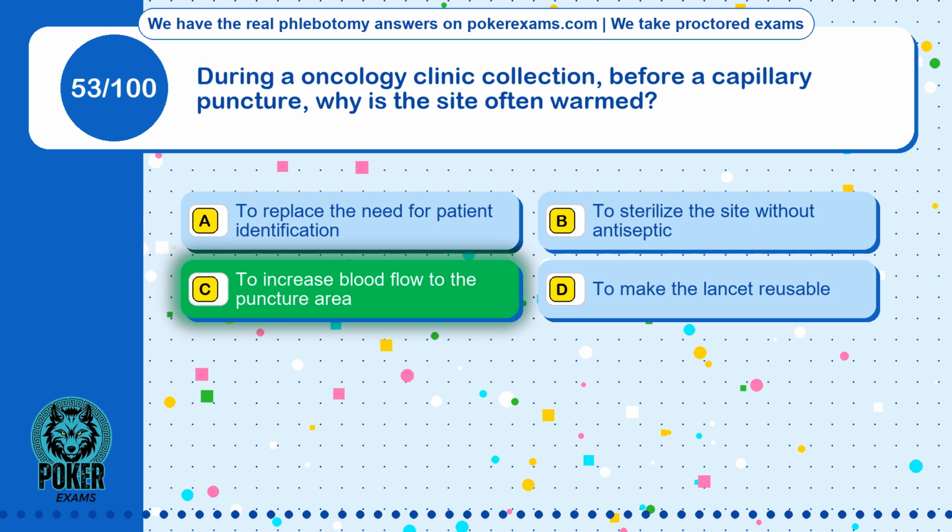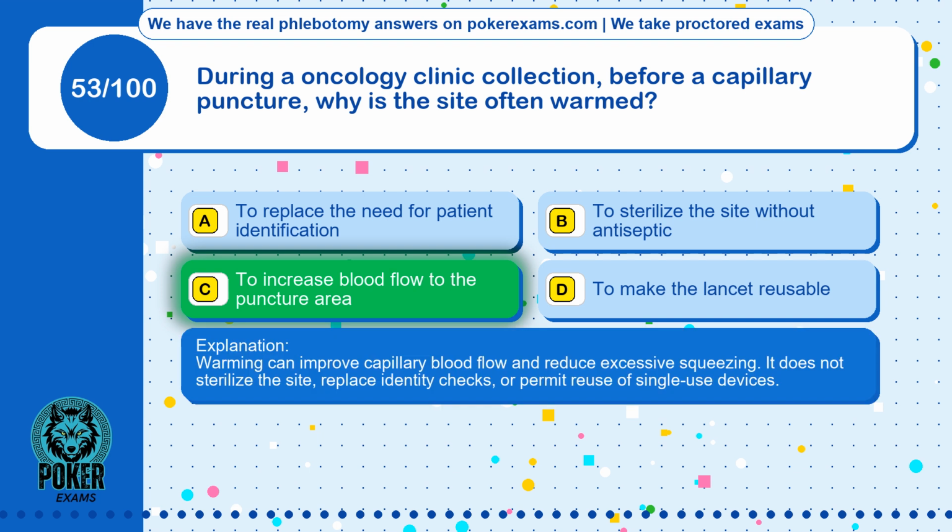The correct answer is option C. To increase blood flow to the puncture area. Warming can improve capillary blood flow and reduce excessive squeezing. It does not sterilize the site, replace identity checks, or permit reuse of single-use devices.